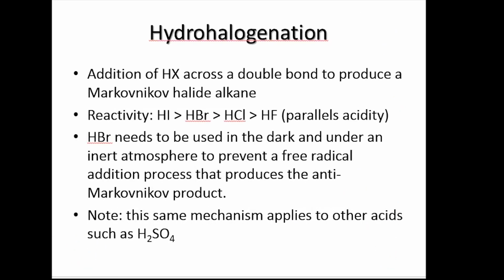Another type of reaction with alkenes is called hydrohalogenation. Don't be confused or misled by the title. Hydro in this case means hydrogen and not water. It is not hydro as in water. So we're going to add an HX, which could be HCl or HBr or HI, across a double bond to produce the Markovnikov halide.